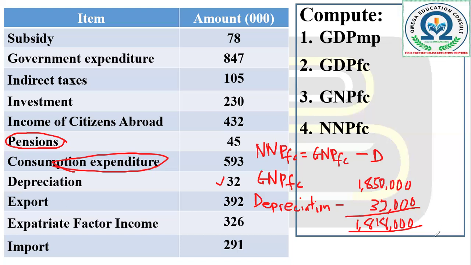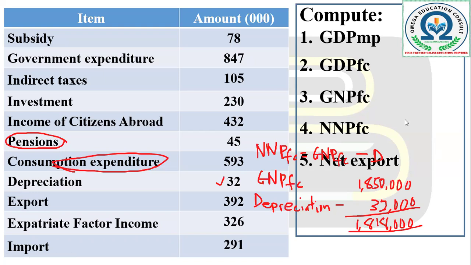All right. So that is it for our computation for national income on this data. I hope you understand it very well. Right. Now let's look at the next fifth question. Compute net export.